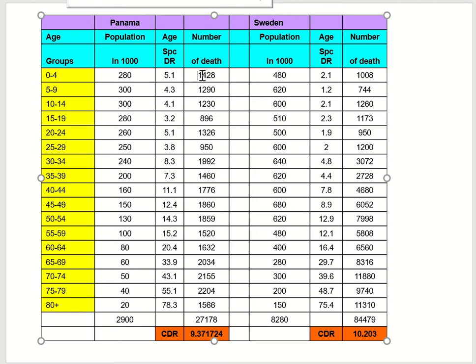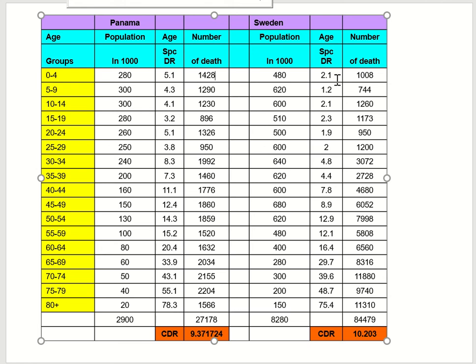So here I'm calculating the number of deaths in Panama. How do I do it? It's very simple. You have the population size, you have the age-specific death rate, you just multiply these two numbers together, you get the number of deaths for that age group. So based on the fact that the age-specific death rate is 5.1 per thousand, for every 1,000 I expect 5 to die in that age group, I have 280,000, and therefore I multiply these two numbers together. I figure that I have 1,428 dying in Panama in that age group.